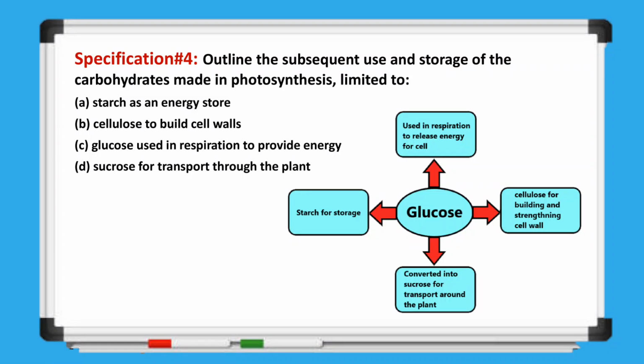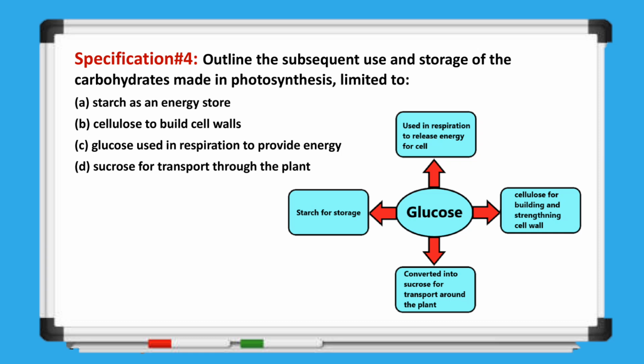Alright, so next up is specification number 4, which asks us to outline the subsequent use and storage of the carbohydrates that are produced during photosynthesis. In simple terms, this part focuses on what happens to glucose, the main product of photosynthesis, how it's used and where it goes in the plant. So, we'll look at these 4 key ways plants use glucose.